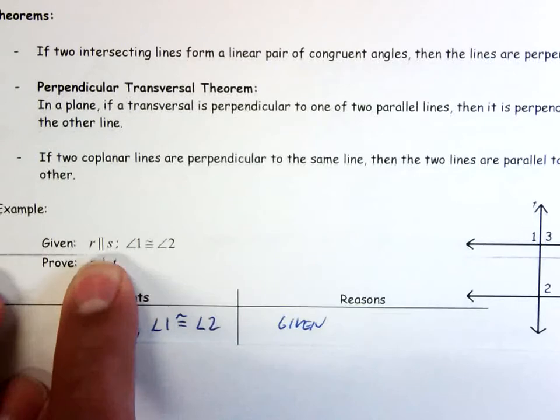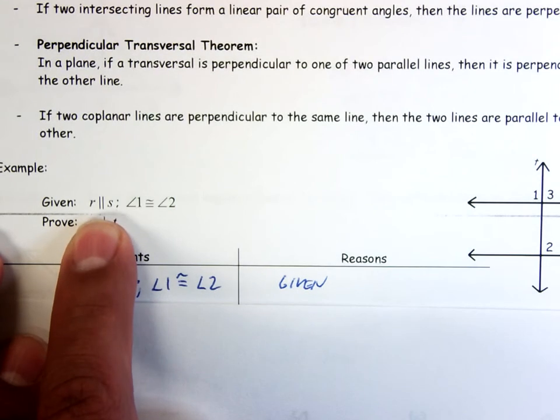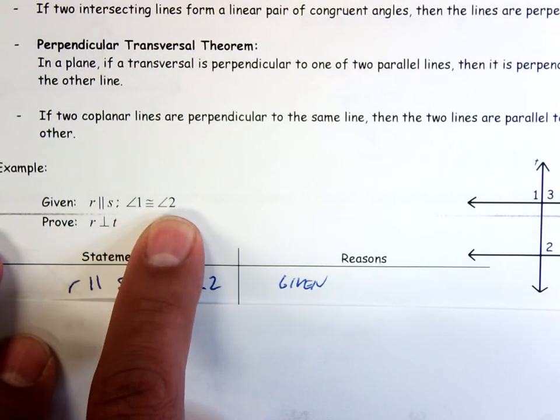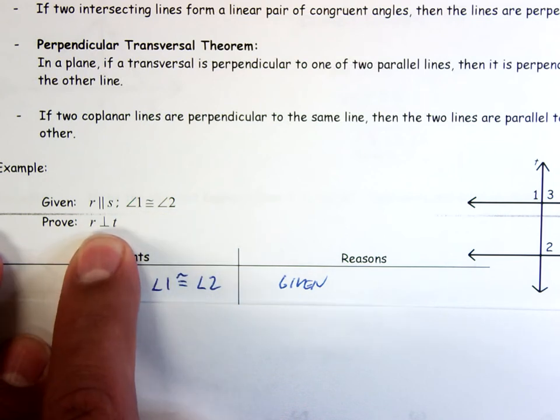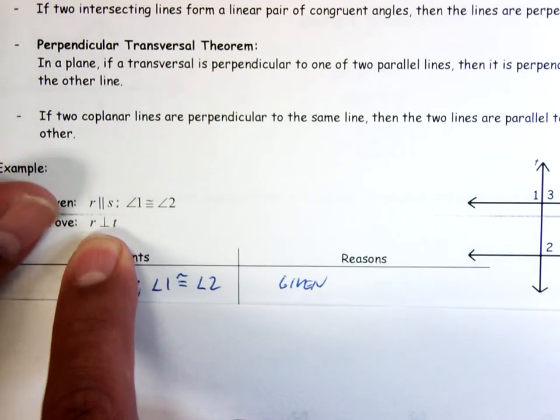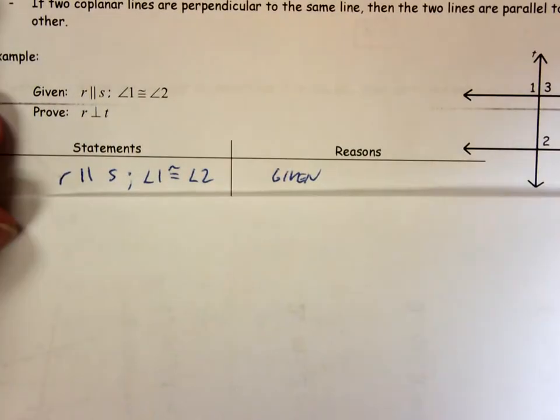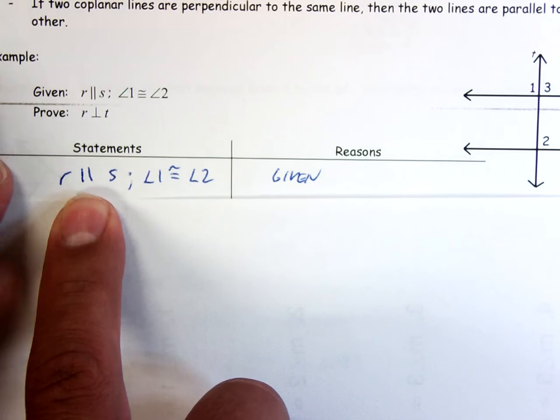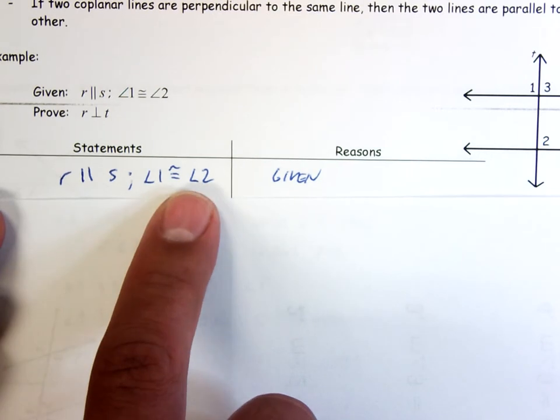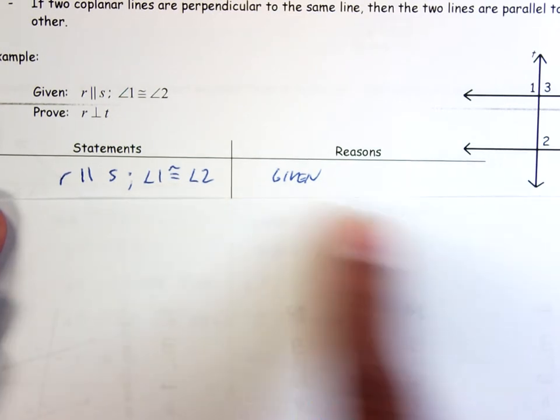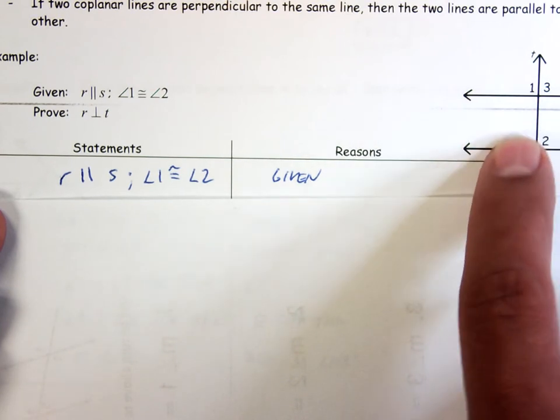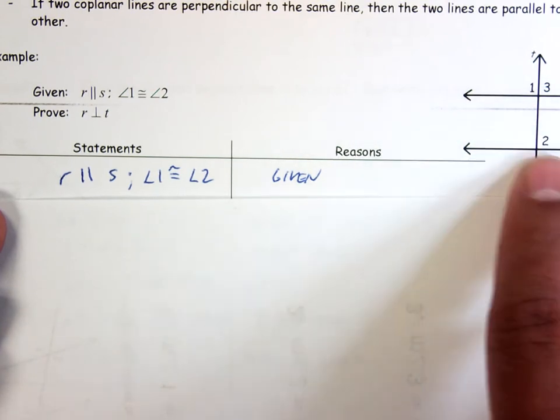Given that R is parallel to S and angle 1 is congruent to angle 2, we need to prove that R is perpendicular to T. So I think we see it okay on the screen. I'll start with my given. I'm given that R is parallel to S and angle 1 is congruent to angle 2. Given. Okay, so here's line R and here's S. There's angle 1 and there's angle 2.